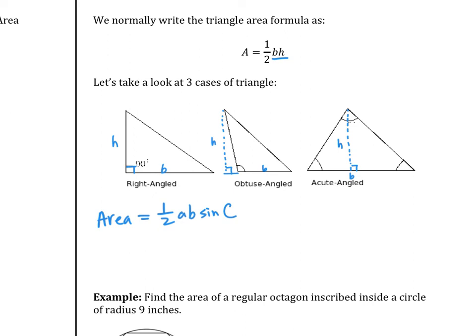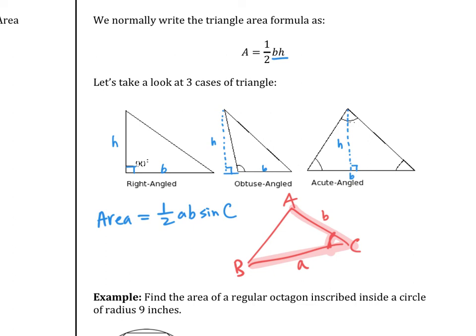Well, this is not as hard as it looks. What you would have to do is, let's say you're given any kind of triangle. It really doesn't matter. So triangle ABC. Then the area is going to be 1/2 times side A, side B, and then sine of the angle in between, which is always going to be C. So that means 1/2 of A times B times sine C.